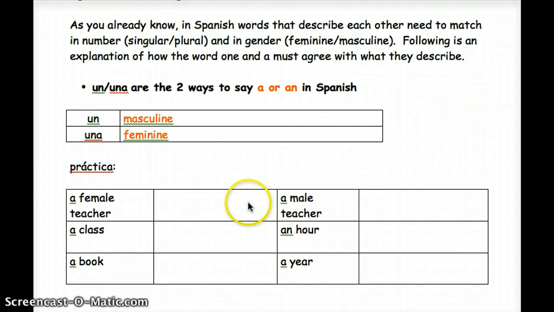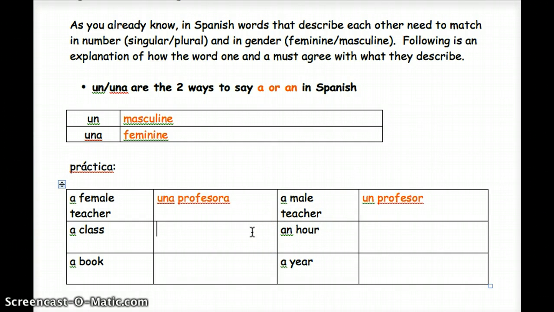So let's look at the práctica. A female teacher, you know that is a profesora. This word ends in a and it also refers to a woman, so we are going to use the feminine a to describe that. Una profesora. A male teacher, however, is a profesor. So here you have a word ending in or that follows that masculine pattern, but it also refers to a guy, so un profesor.